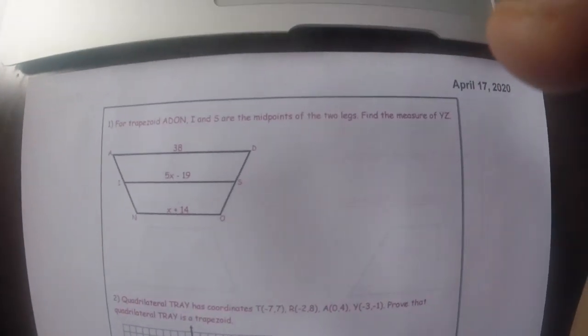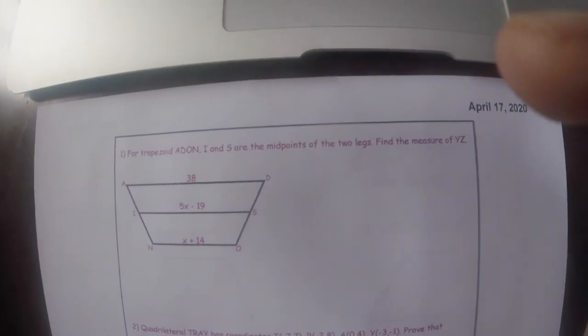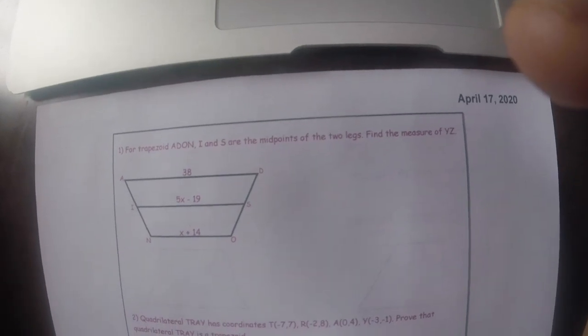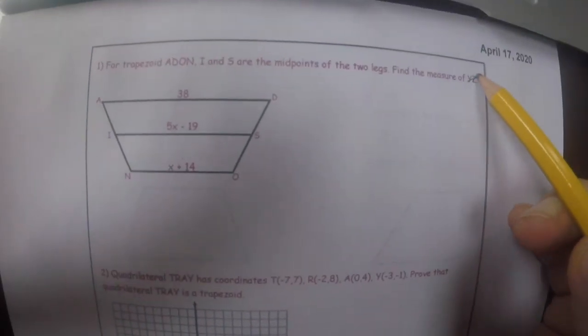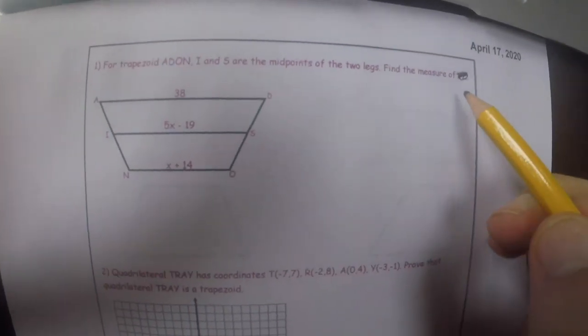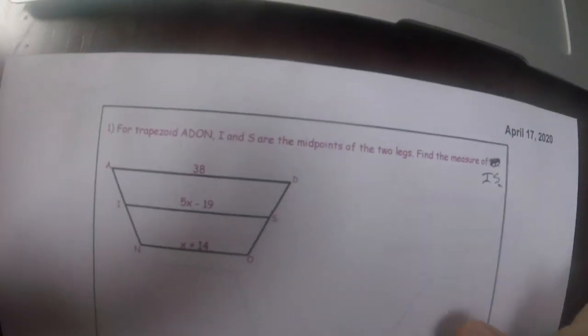It says for trapezoid ADON, I and S are the midpoints of the two legs. Find the measure of YZ, and YZ does not exist in this trapezoid because Mr. Tracy is silly. I really wanted you to find the measure of IS. Another little typo, sorry guys.